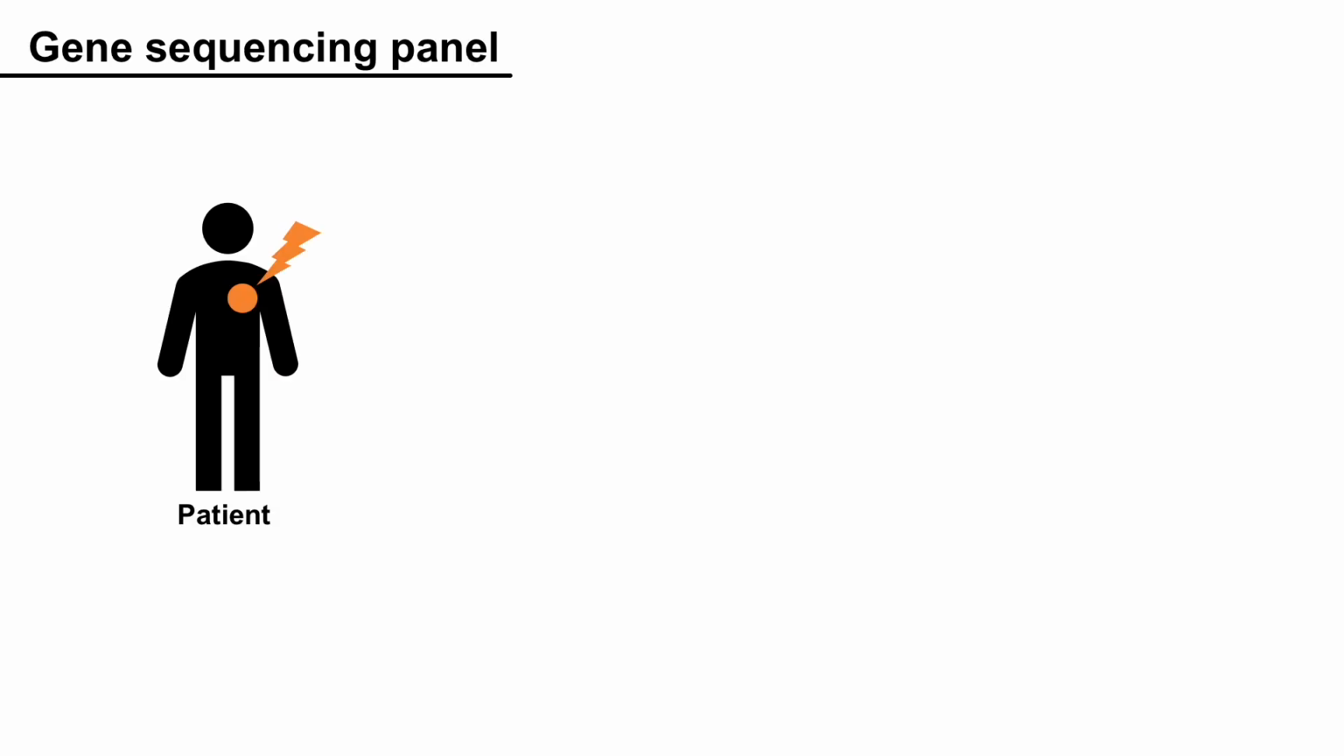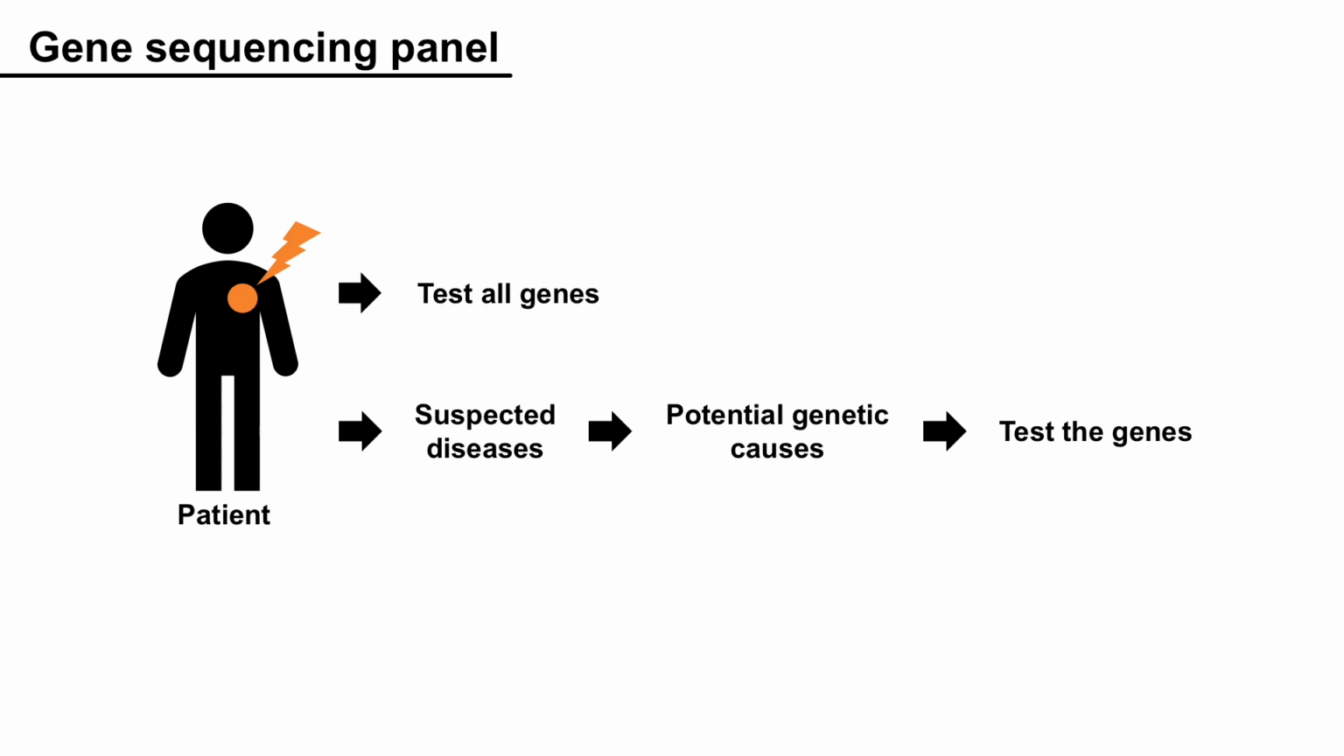Okay. What is the gene sequencing panel? Let's assume that you have a disease but you don't know exactly what it is. You may think that it's a genetic disease, and want to find out. The first choice is testing all the genes in your body. It'll cost a lot. Or, if a doctor suspects a few diseases, you can just test a small number of genes that are potential causes of the disease. This is the case you use a gene sequencing panel.